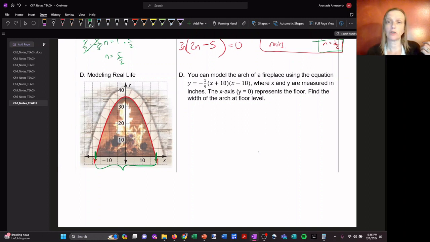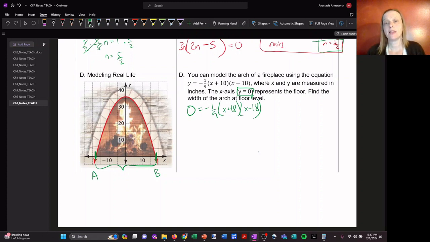So because I want to know at floor level, I'm going to say y equals 0. So I'm going to set this equation equal to 0, just as written, x plus 18, x minus 18. And I'm going to solve it to find the positions of this point here, I'll call it point A, and this point here, which I'll call point B. And then I can find the distance between those 2 points.